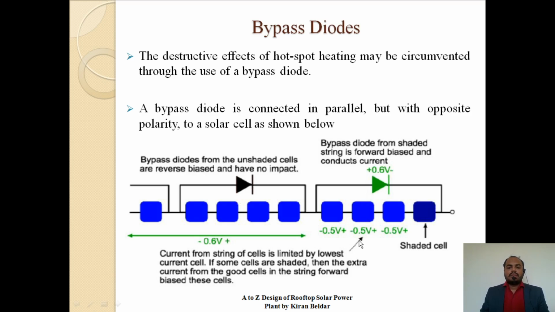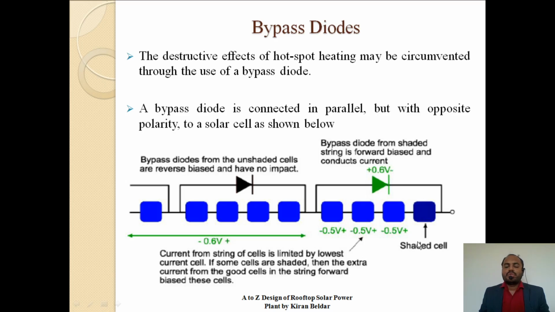But in the next case, a low current is generated by the shaded cell, or no current is generated at the shaded cell. Because of that, the next 3 solar cells are generating the current. If this current passes through the shaded cell, then hotspot heating or a short circuit might happen. So in this case, this bypass diode comes into forward bias condition. So the overall current coming from these cells gets bypassed by the diode.